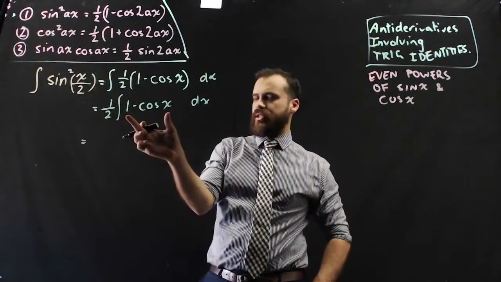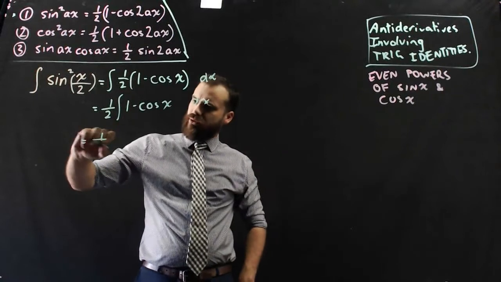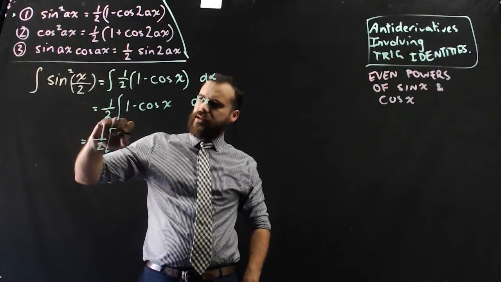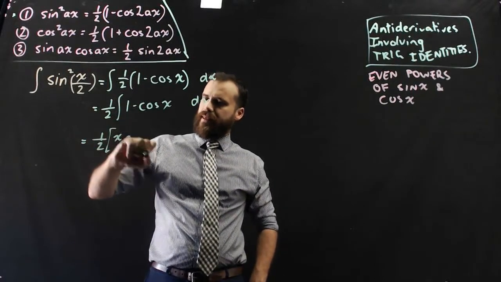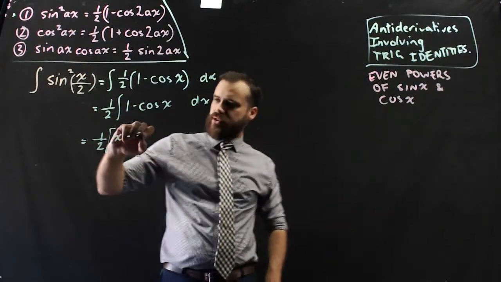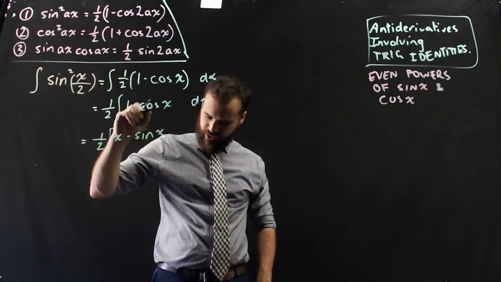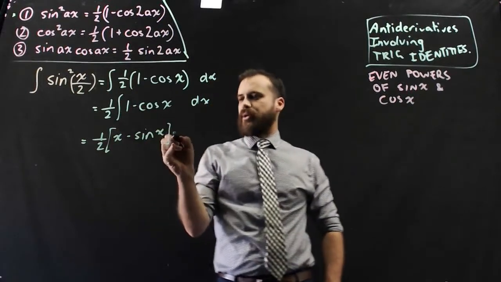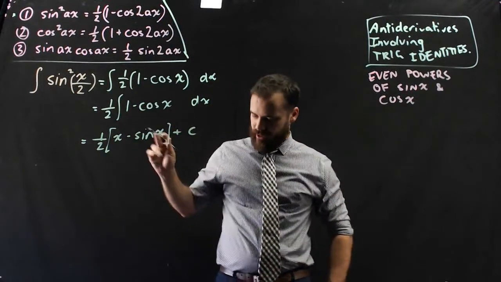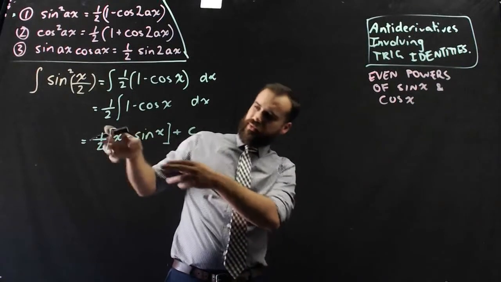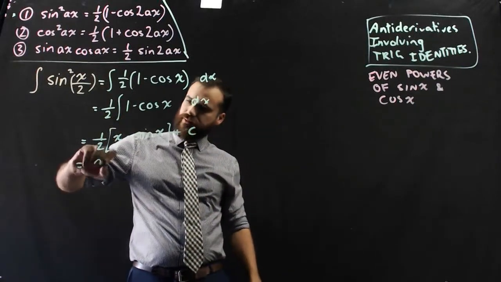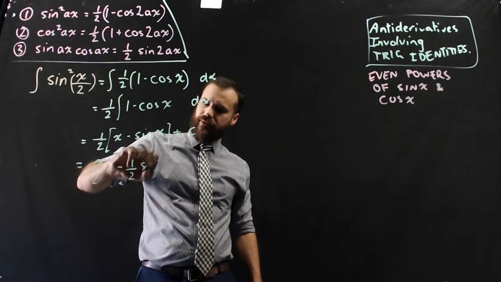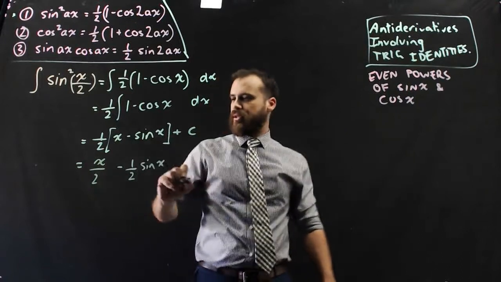Now from here we can just anti-differentiate that by rule. So we've got 1/2, and this is x, and the antiderivative of that is sine x. I think it's positive sine x, negative sine x. And then we're going to need a plus c on the end. Now you can just bring that factor back. So we can do x over 2 minus 1/2 sine x plus c.